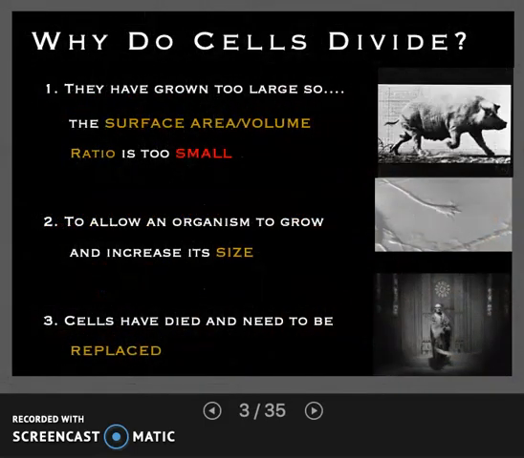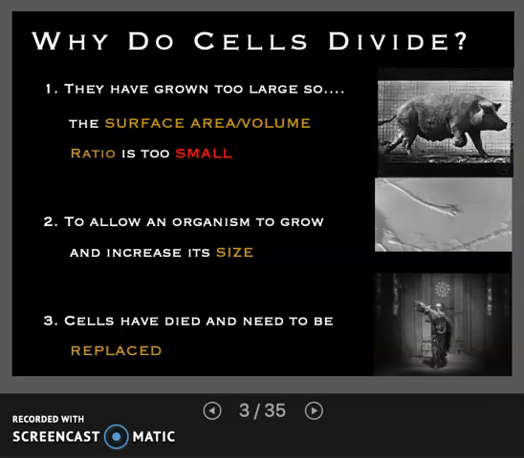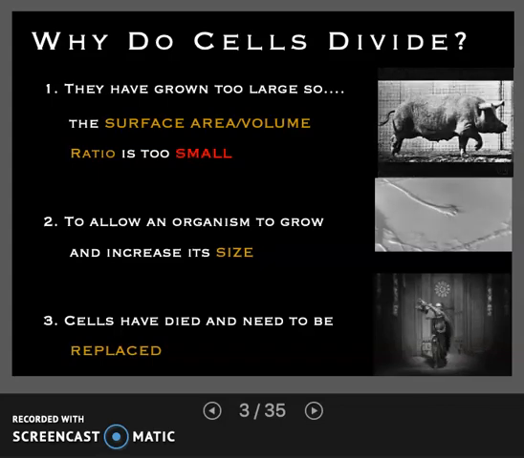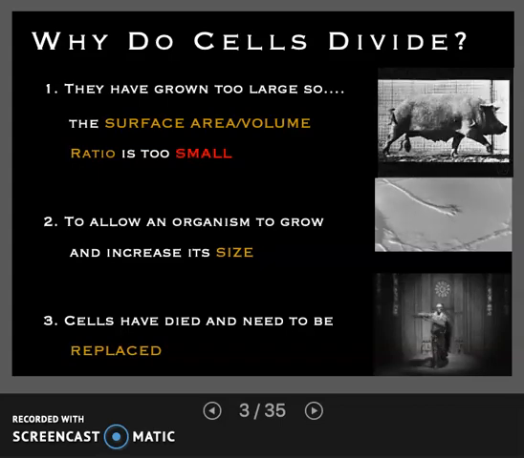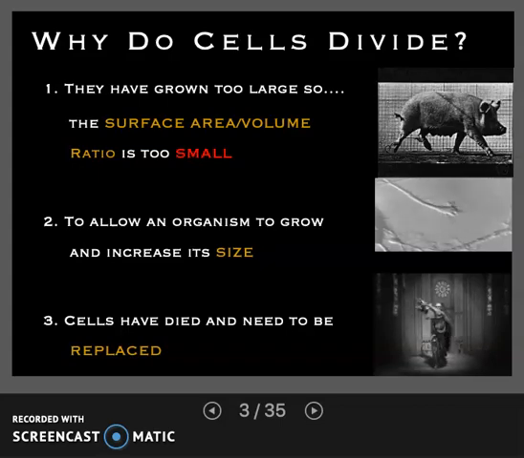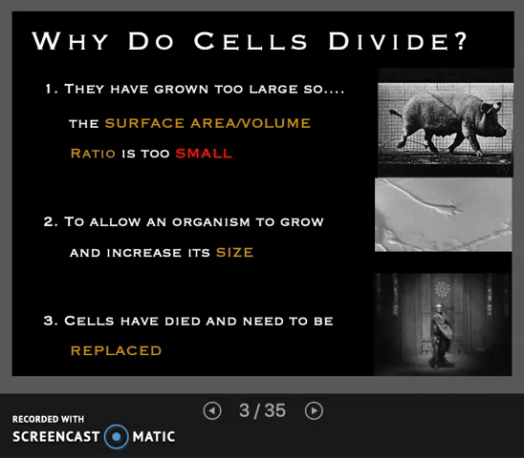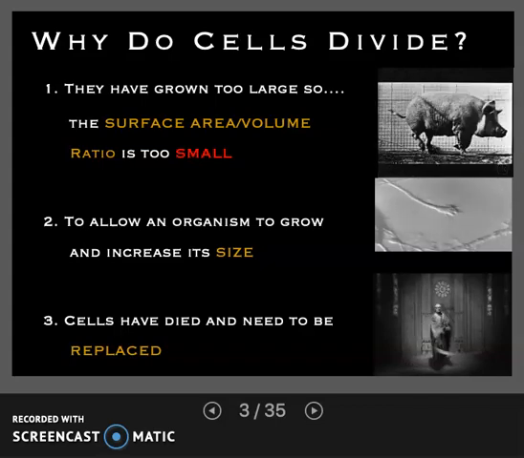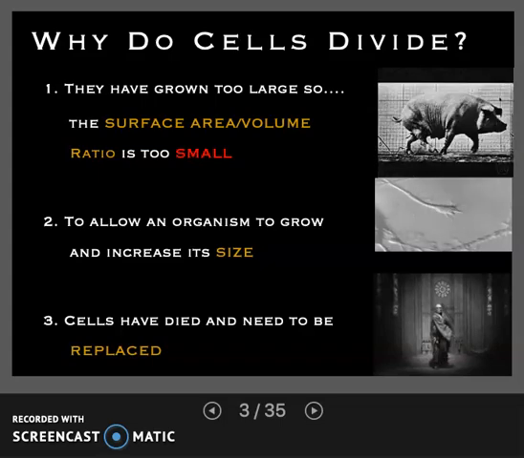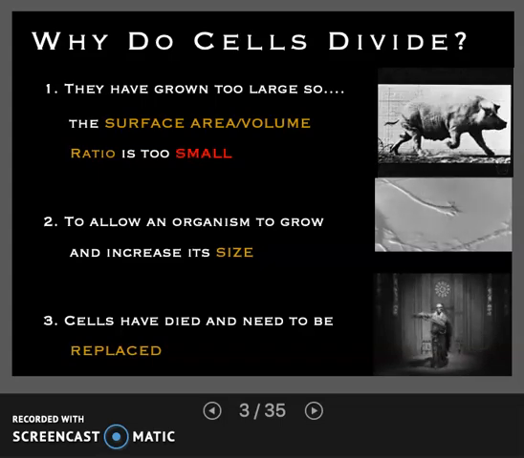So, a couple of reasons for cells to divide. One is they've gotten too big. Big's not great. One of the things cells need is a high surface area to volume ratio, and you get the large surface area to volume ratios in small cells. So once a cell gets too big, it has to divide.